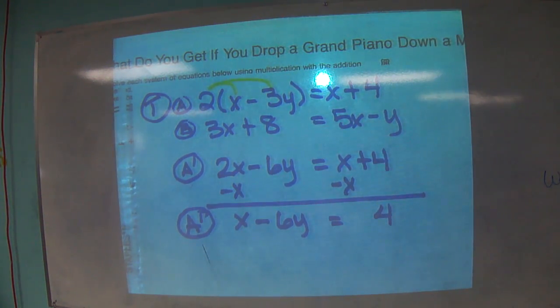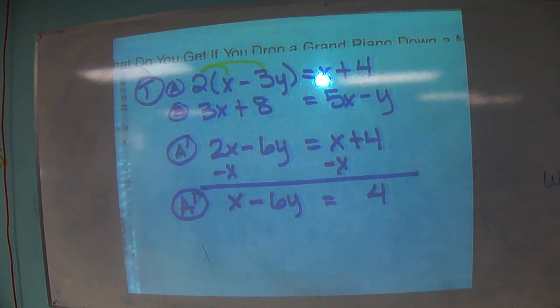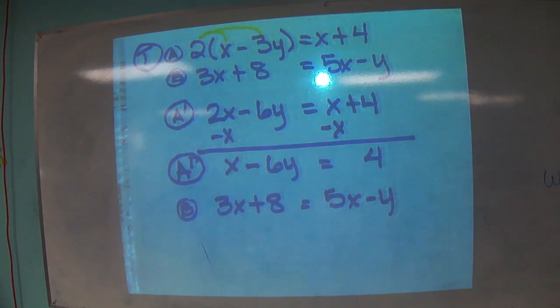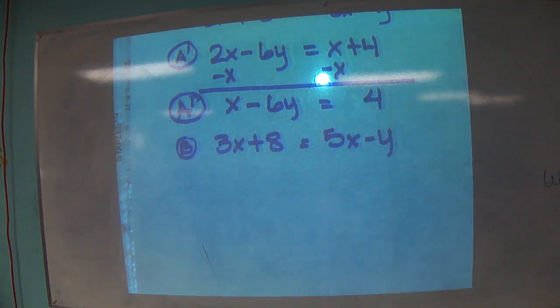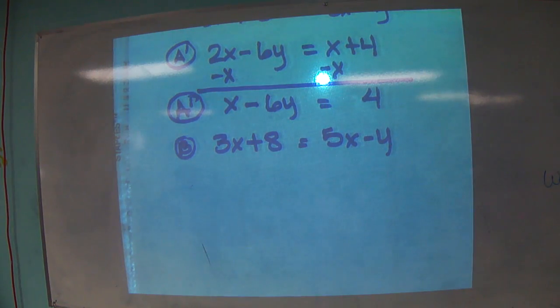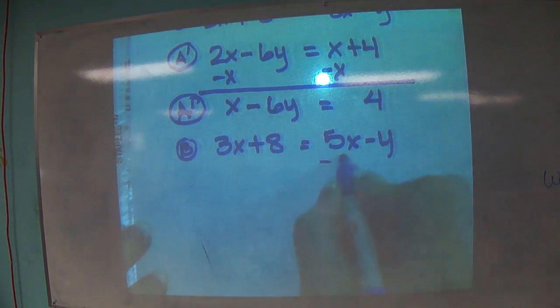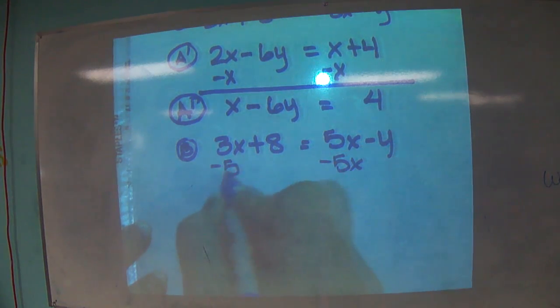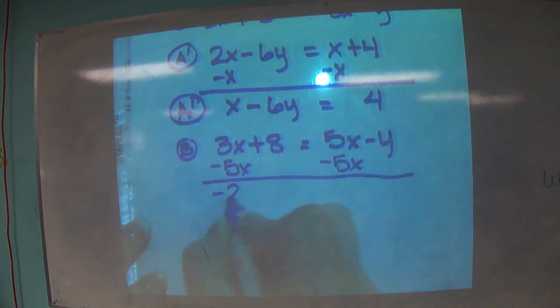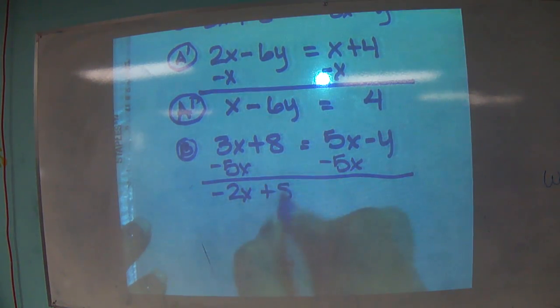Okay? Now let's simplify B. B, I'm going to rewrite it here to make it easier to see it. What do you want to do here? What do you want to do first? Doesn't matter, you decide. Let's negative 5x. I'm going to talk first. So she wins. Negative 2x plus 8 equals, this one goes away, negative y.